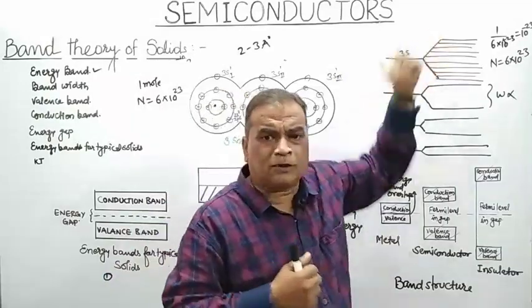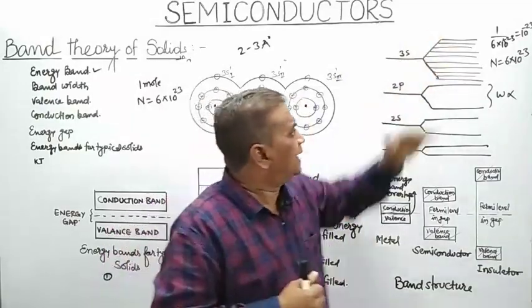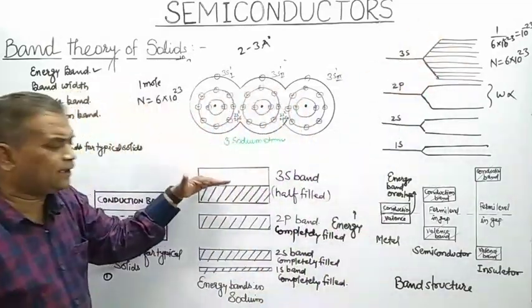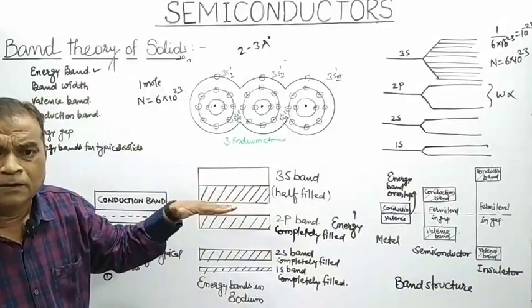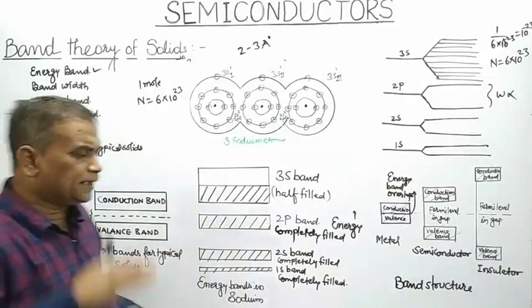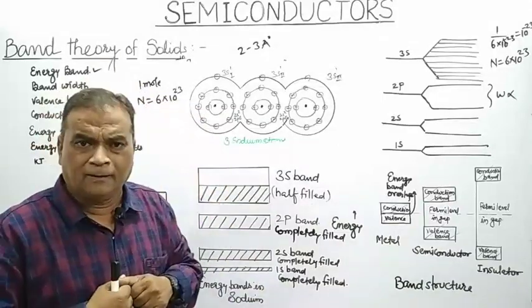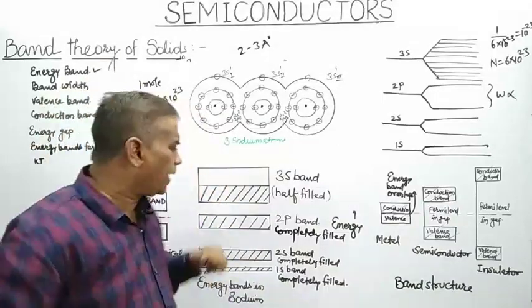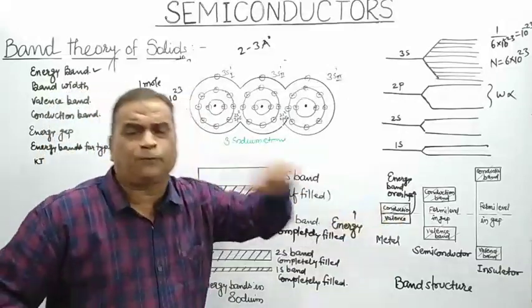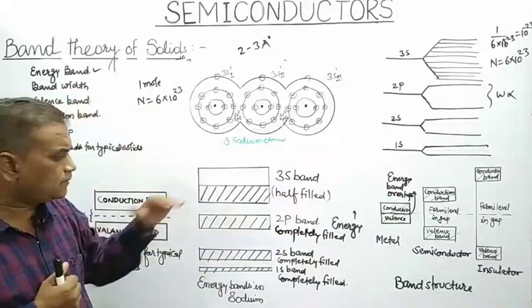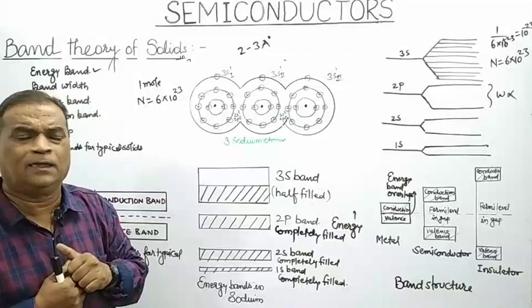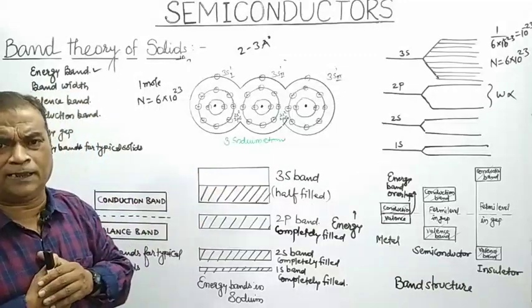The valence band for sodium is the 3s band. That 3s band is not completely filled, it is half filled. So for sodium, the topmost occupied energy band is called the valence band. And what is it? It is half filled for sodium.